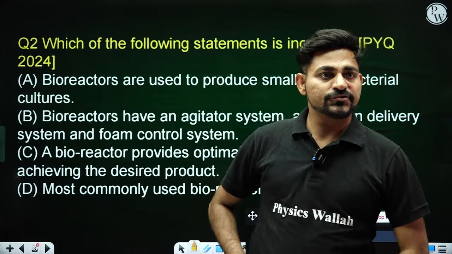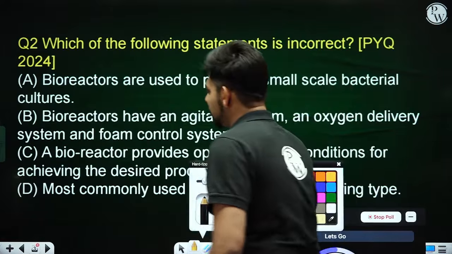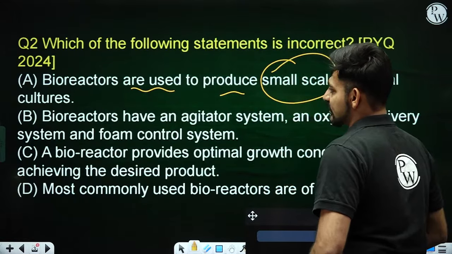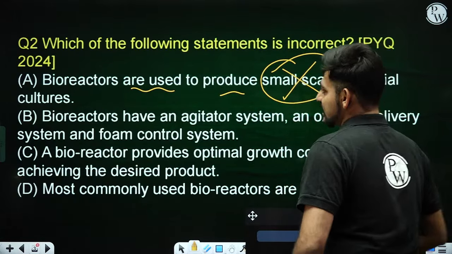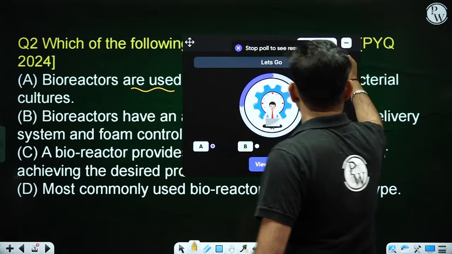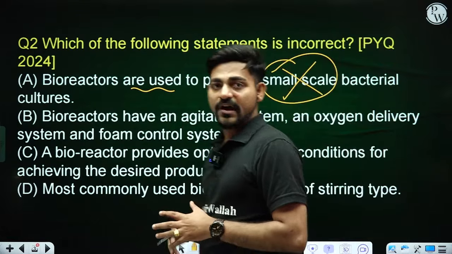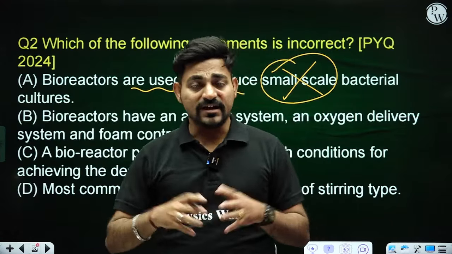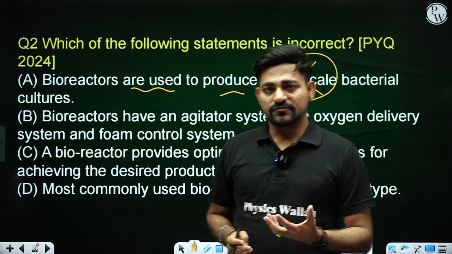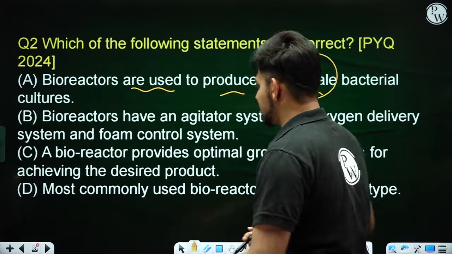Okay, Ayush and Pastel have given the answer, that is option A. So according to you, bioreactors are used to produce small scale bacterial culture, that is the incorrect statement. Yes, exactly, that is the answer. Generally we use bioreactors for large scale production of our products. It can be any sort of enzyme or protein or antibodies or something else.